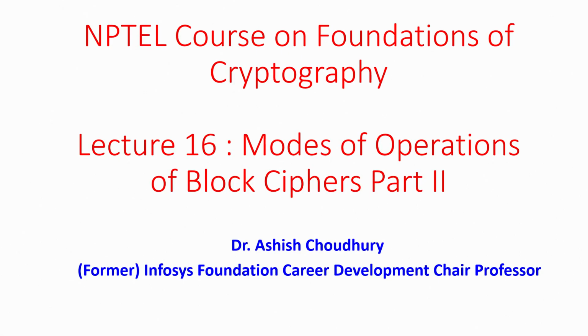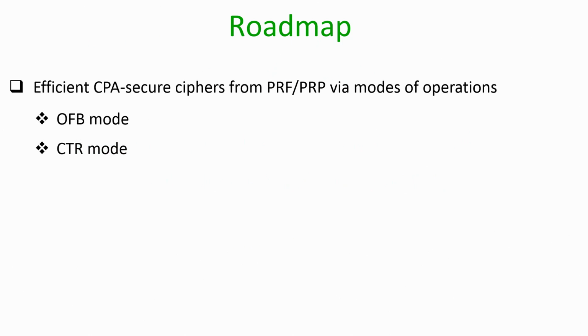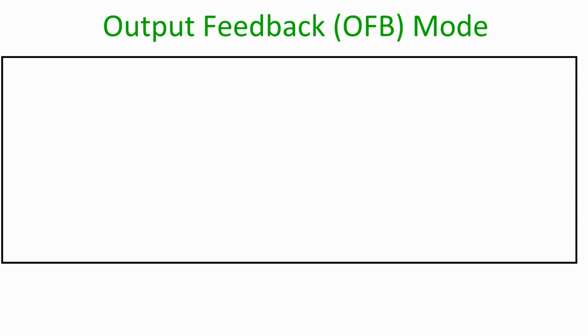In this lecture we will continue our discussion regarding the modes of operations of block ciphers. Specifically, the roadmap for this lecture is as follows. We will discuss how to design efficient CPA secure ciphers using two of the modes of operations, namely the output feedback mode and the counter mode of operation.